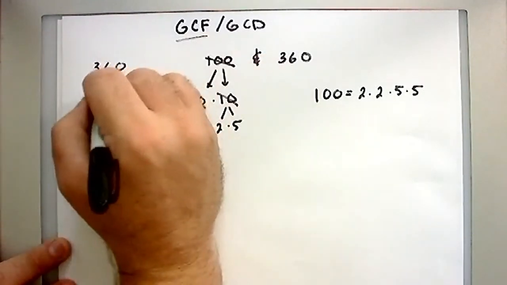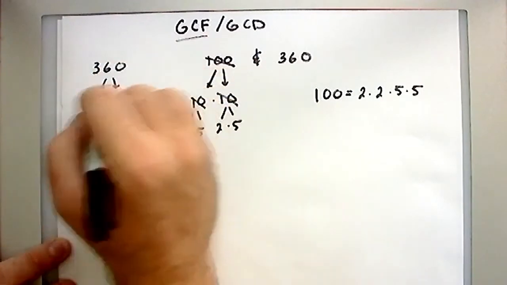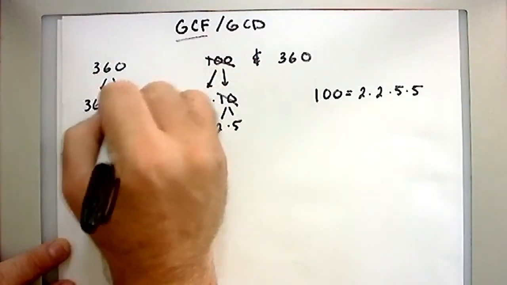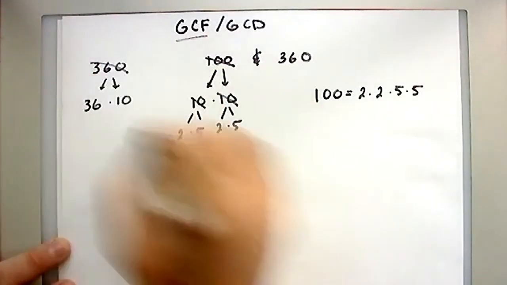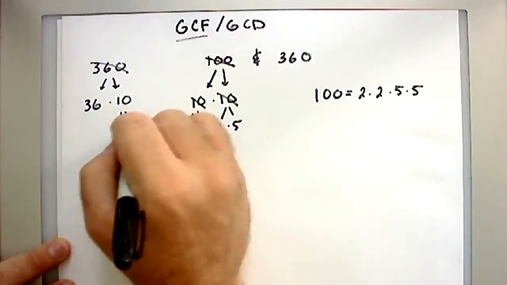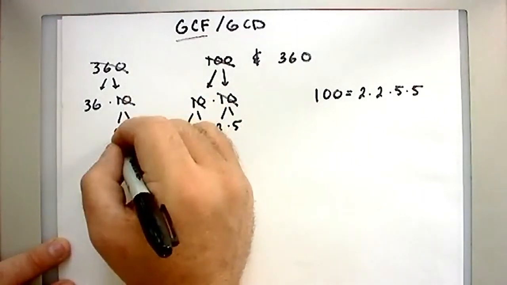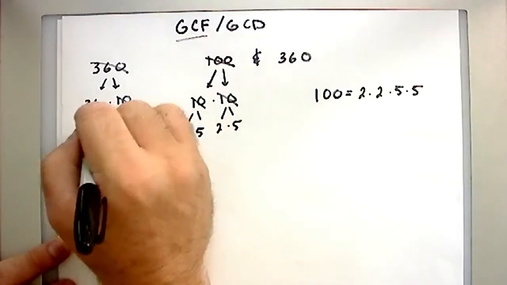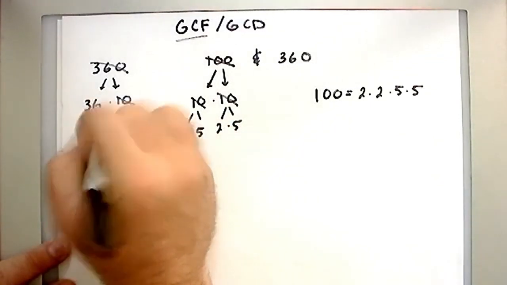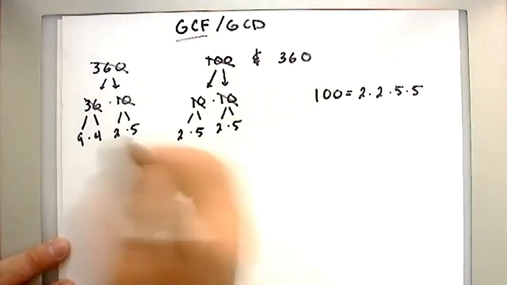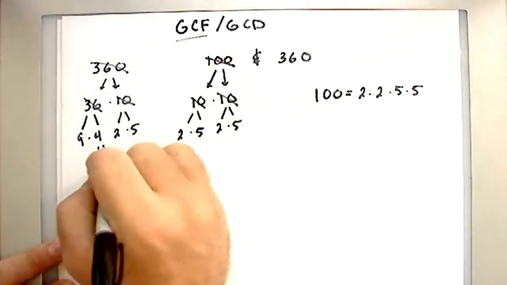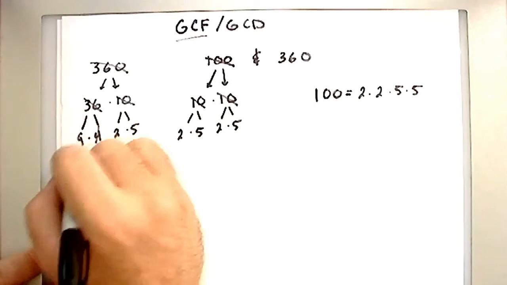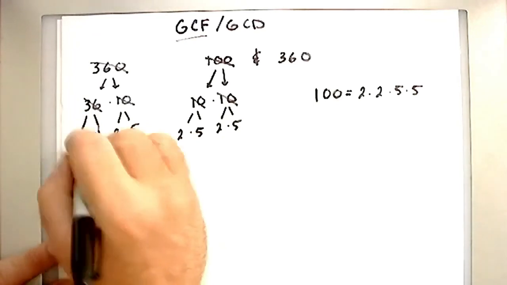360. Break that one down any way you want to with the prime factorization. I'll probably shoot for 36 and 10. 10 breaks down again, as we know, into 2 and 5. 2 is prime, so that's good. 5 is prime, so that's good. 36 breaks down into 9 and 4, which can keep going, right? 4 breaks down into 2 and 2. 9 breaks down into 3 and 3.